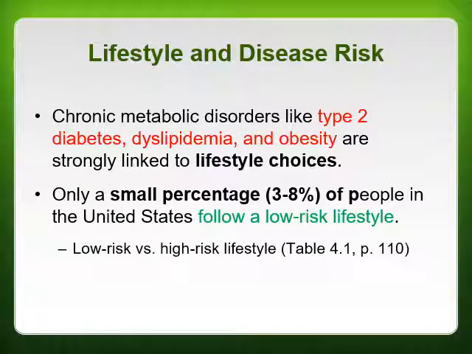Very few people in the United States follow a low-risk lifestyle. According to the stats we've got here, 3 to 8%, which is pretty darn small. You might ask yourself, so what is a low-risk lifestyle versus a high-risk lifestyle? And there's a little table on page 110, table 4.1, that kind of breaks it down. They look at 5 different categories, 5 different components of lifestyle. They look at exercise habits, diet quality, smoking, BMI, and alcohol intake.